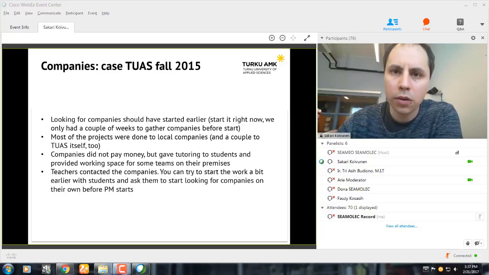And all the companies were contacted by teachers first. When the teachers had contacted the company first, after that the students arranged a meeting with the company and so on, but the first touch was always done by a teacher.